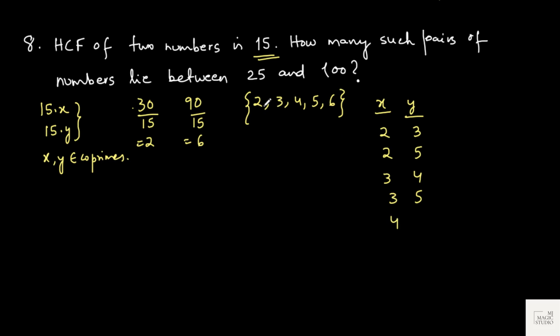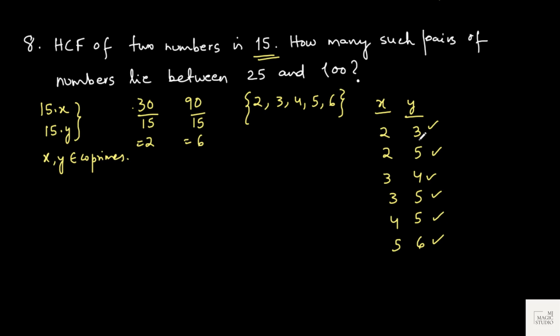If I choose 4, 3 and 2 are already chosen. 4, 5 are co-primes, 4, 6 are not. And then with 5, I can have 5, 6. Great. So we can have 6 pairs of x and y from the set 2, 3, 4, 5, 6, such that both the numbers chosen are co-prime.